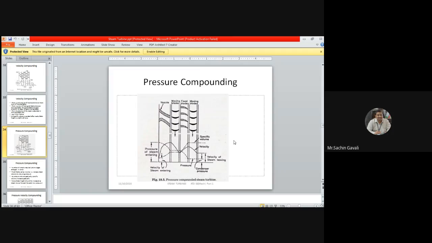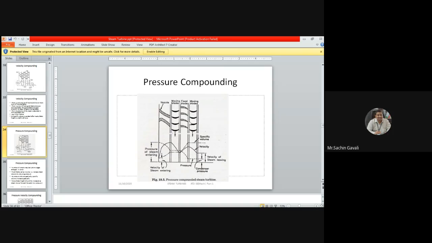Pressure compounding is what? We have to absorb the pressure. And we know that only in the nozzle of an impulse turbine does the pressure go on decreasing. So what we are doing is introducing fixed blades. So this is nozzle, moving blade, fixed blade, moving blade. In between the two moving blades, one set of fixed blades is arranged, and we are arranging it so that it will act as a nozzle.